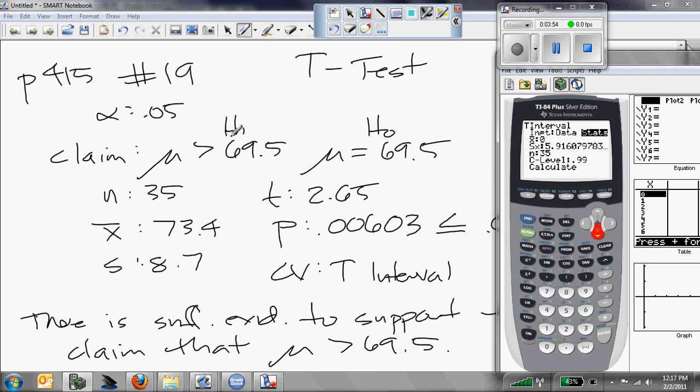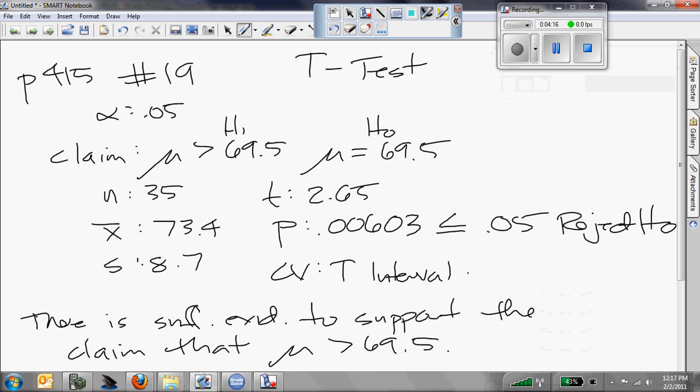Therefore, we're going to use 1 minus 2 times alpha for the confidence level. Alpha is 0.05. 2 times 0.05 is 0.1. 1 minus 0.1 is 0.9. So we're going to enter 0.9 for the confidence level. Hit calculate, and the critical value is in the right tail, so we're going to use the positive critical value, 1.69.